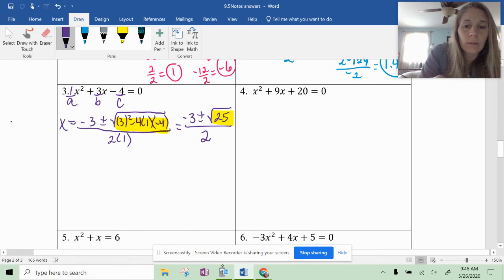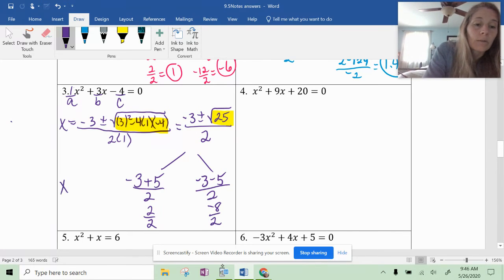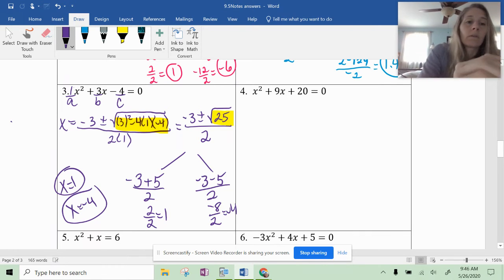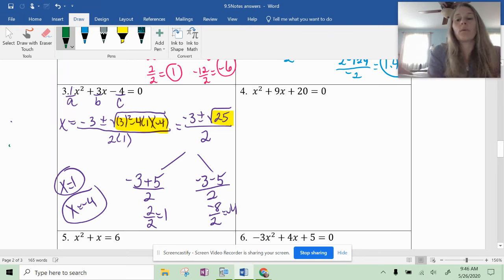Okay, times 1 and negative 4, which gives me 25. This is a nice one because it is a perfect square, so I can just break it up. Negative 3 plus 5 over 2, negative 3 minus 5 over 2. That's going to give me 2 over 2, negative 8 over 2. So my two answers are 1 and negative 4.